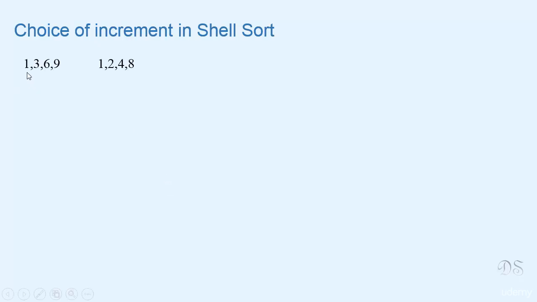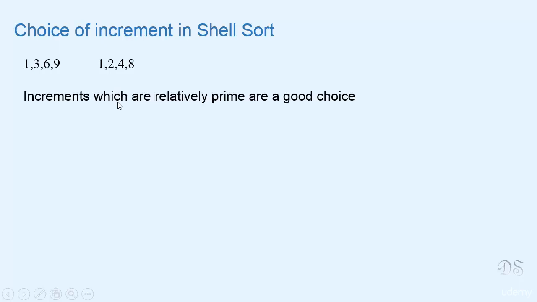In general, we can say that increments which are a multiple of each other, like 1, 3, 6, 9 or 1, 2, 4, 8, are not a good choice, because in these cases the same elements are compared in each pass. Increments which are relatively prime are a good choice.